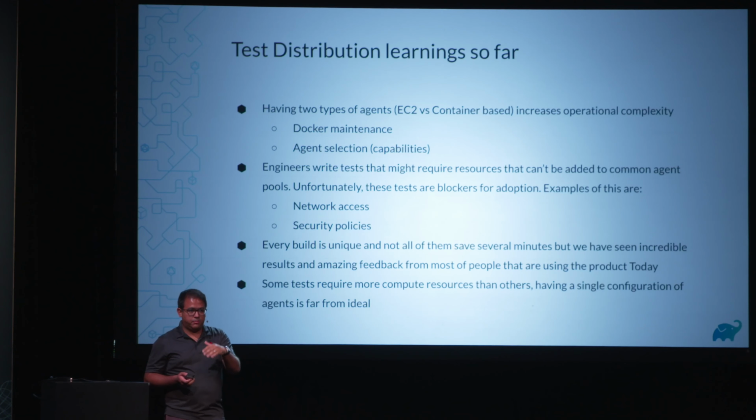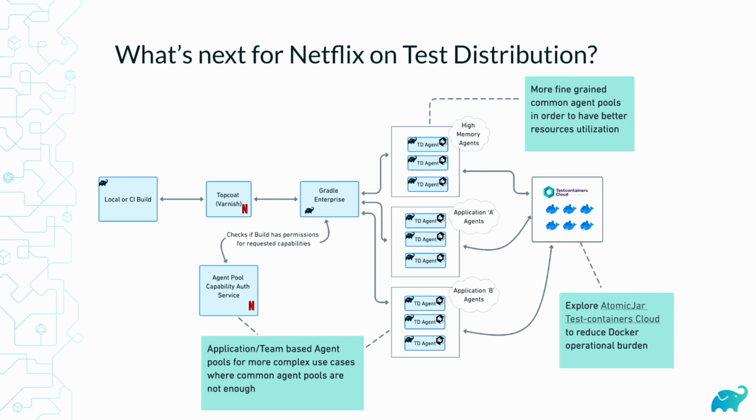So to close it up, where do we want to see ourselves using test distribution? Today, we have these massive agent pools with multiple types of agents, containers versus VMs, but it's going to be difficult to scale. So we are looking at things like Testcontainers Cloud to reduce this operational complexity. If you're familiar with Testcontainers, it's a Java library that allows you to run integration tests that spin up a container with a real database, let's say. But for us, it would be like, OK, now we need to run Docker inside a VM so we can schedule a container, right?